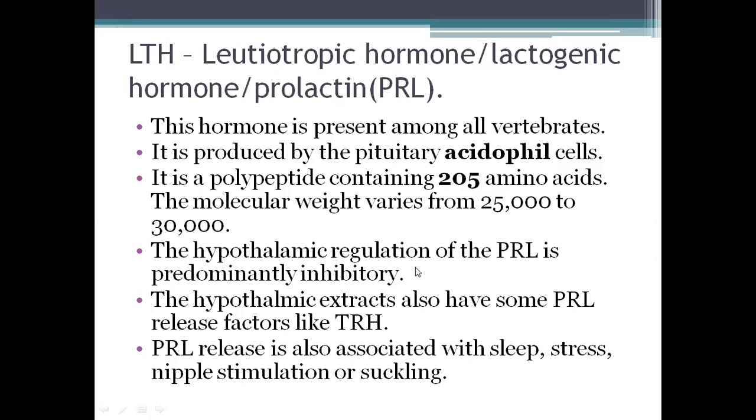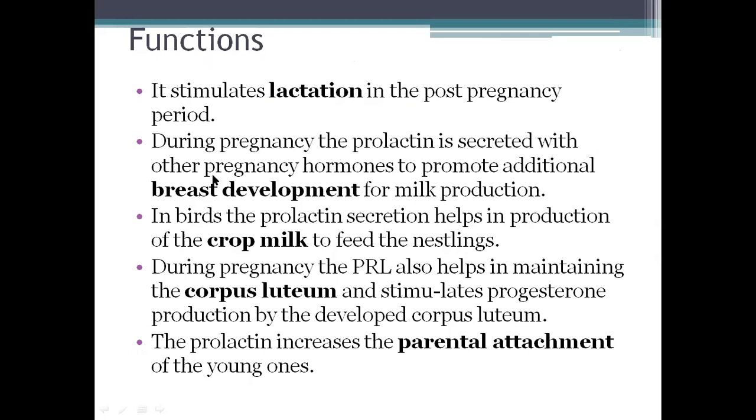Now, PRL release is inhibited by the hypothalamus once the function is completed. The hypothalamus also secretes some PRL releasing factors and TRH. These have a stimulatory effect. But apart from that, the hypothalamus majorly inhibits the production of the LTH.